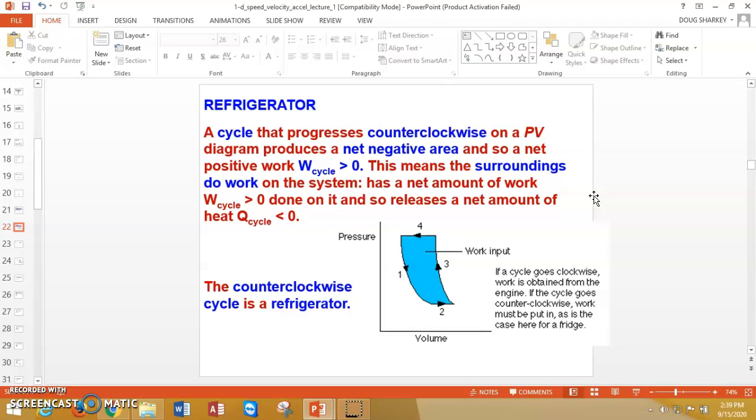And we don't really talk much about refrigeration in this class. So if the cycle goes clockwise, work is obtained from that engine. If the cycle goes counterclockwise, work must be put in. And that's what a fridge does. I think people think that fridges add coldness to stuff, that somehow they're putting cold in. And what fridges really do is they're removing heat.